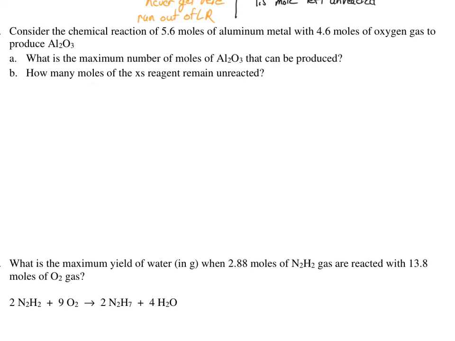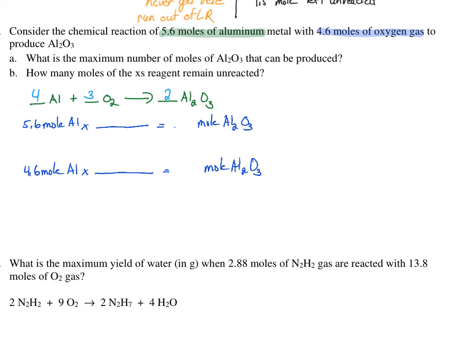In this problem, we're reacting 5.6 moles of aluminum with 4.6 moles of oxygen gas. First question is, what's the maximum moles of aluminum trioxide that can be produced? We need a balanced chemical equation. All right, we can balance this by having 2, 3, and then we'll need 4. So we have our balanced chemical equation. We're next going to do 2 calculations to find out the maximum product that could be produced from each of these individual reagents.